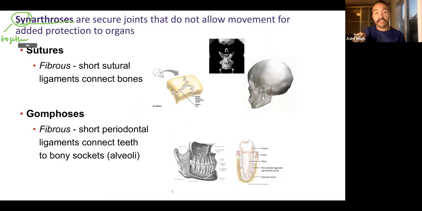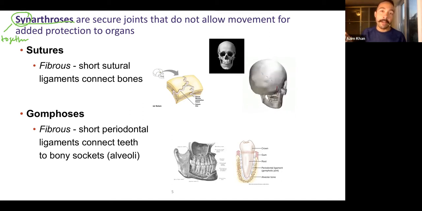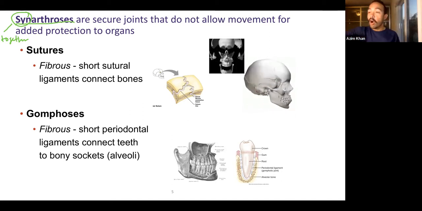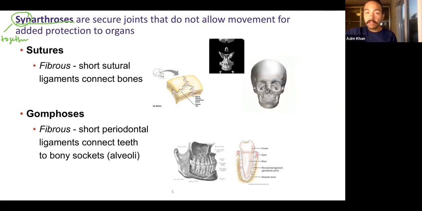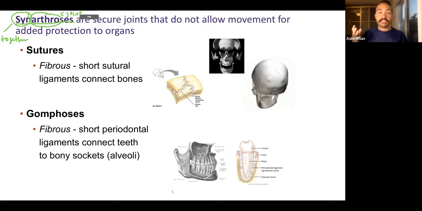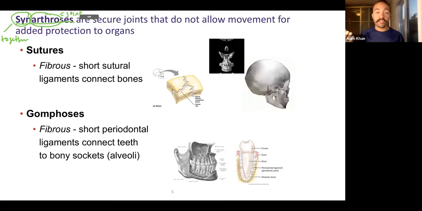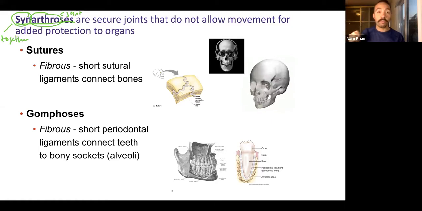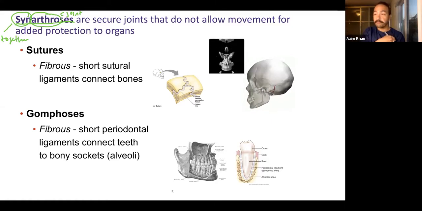Syn, like synthesis or symphony, S-Y-N or S-Y-M, that means together. Arthro means joint. So it's a joint that's come together, a synarthrosis. It does not move much. When you have a joint that comes together tightly, it won't move much, like that woodworking joint we saw.